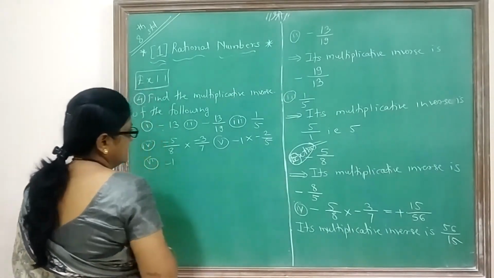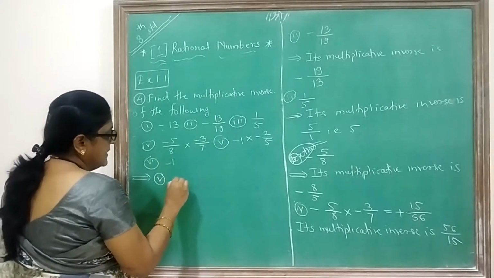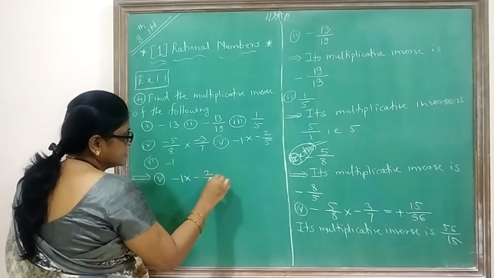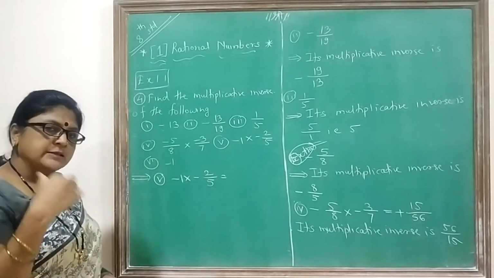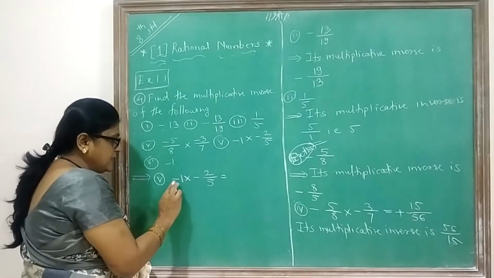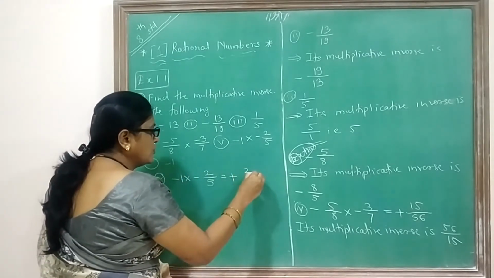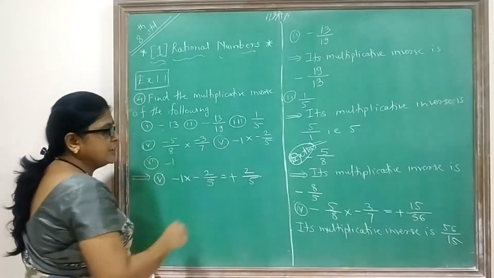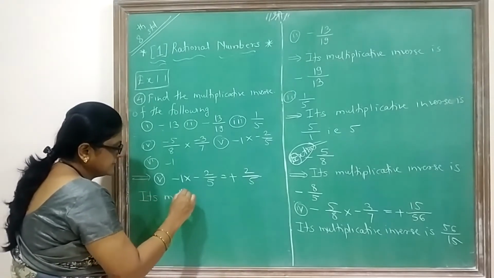Your fifth example. See here, minus 1 into minus 2 by 5. First, your rule is what? You will multiply, then you will write its multiplicative inverse, because your multiply sign is taken. This minus into minus is plus, this 1 into 2 is 2, and this is divided by the same denominator, that is 5. Means its multiplicative inverse is 5 by 2.